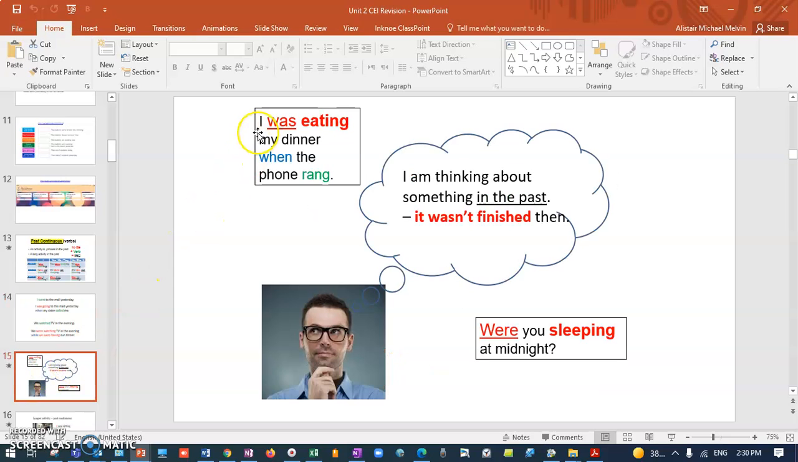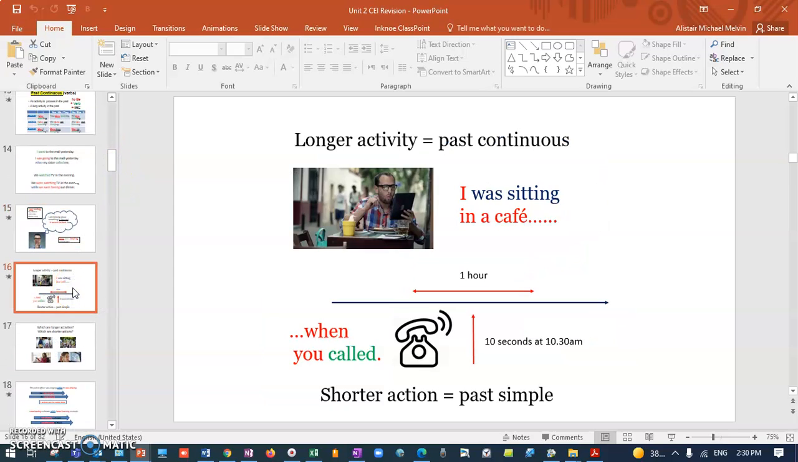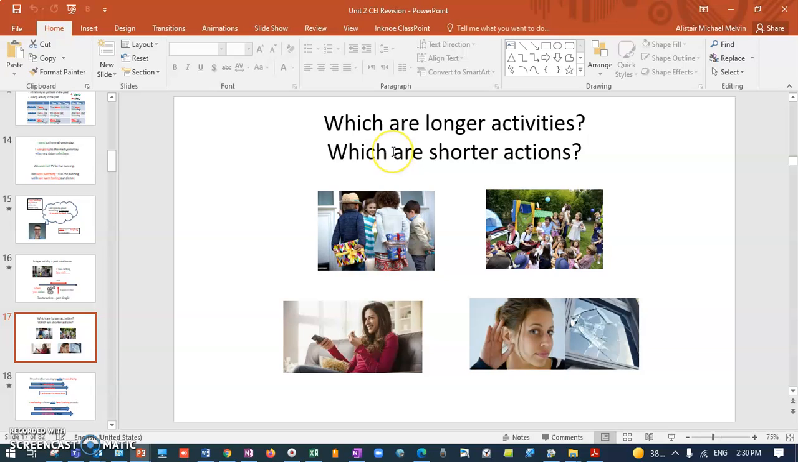Okay. Here's another example. I was eating my dinner when the phone rang. So here in red, past continuous, green, past simple. The continuous one maybe takes 20 minutes. The green one, a few seconds, like that. Okay, so here, this slide, which are longer activities, which are shorter activities.